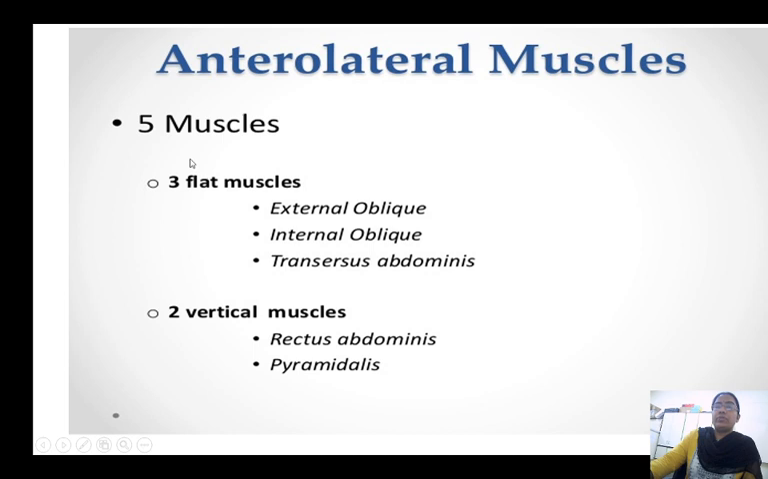Altogether, you will come across 5 muscles in the abdomen. There are 3 flat muscles and 2 vertical muscles. The 3 flat muscles are external oblique, internal oblique, and transversus abdominis. The 2 vertical muscles are rectus abdominis and pyramidalis. Today's class will be around the external oblique, internal oblique, and transversus abdominis only, that is, the description of the 3 flat muscles.